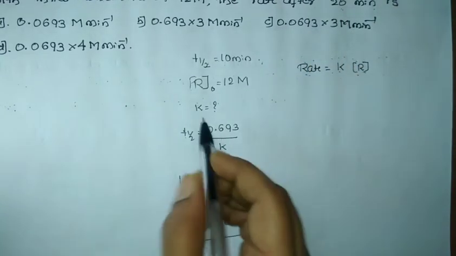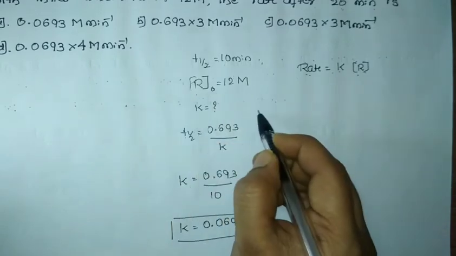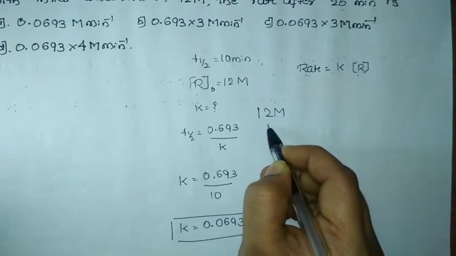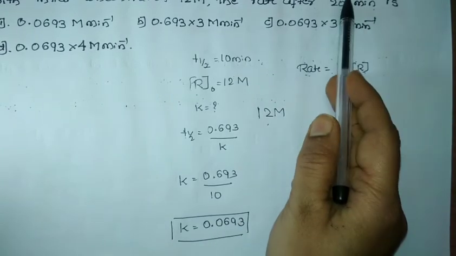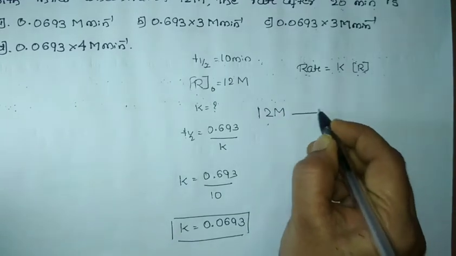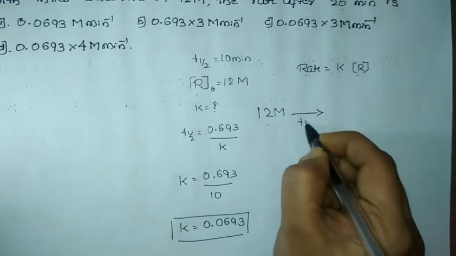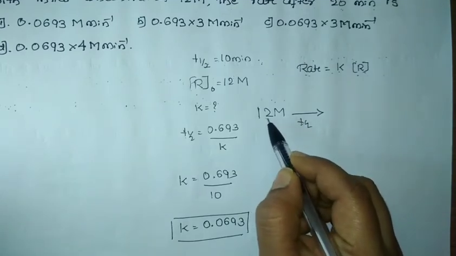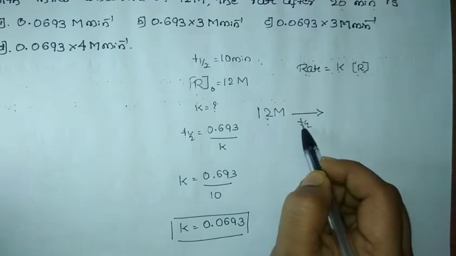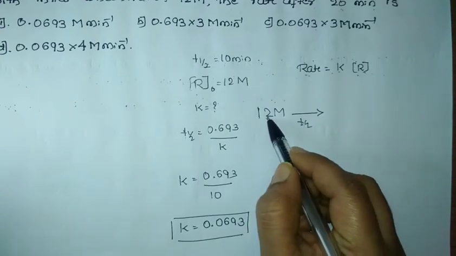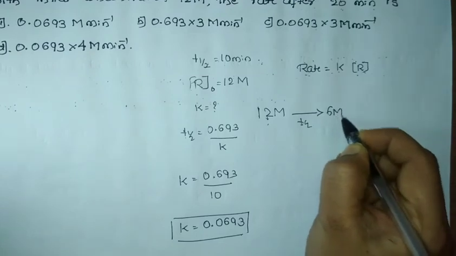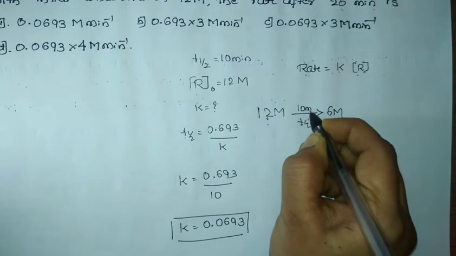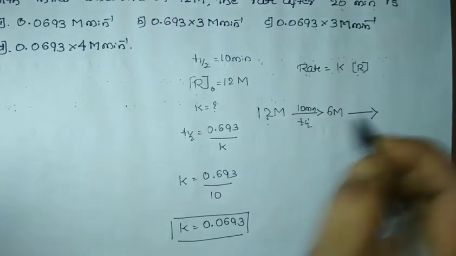See, quite simple. There's an easy trick I'm going to tell. The initial concentration is 12 molar, and I know the half-life period, that is 10 minutes. So we know what half-life is. T half means the time taken to reduce exactly half of the initial concentration, right? So initially it was 12 molar. Exactly at T half, it will reduce to 6 molar. Agree? So this T half, they have given 10 minutes.